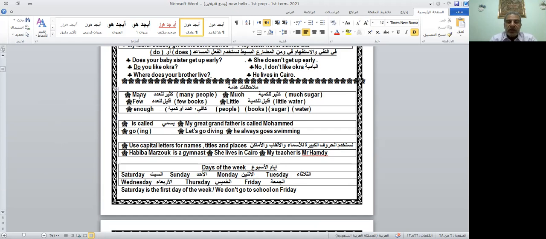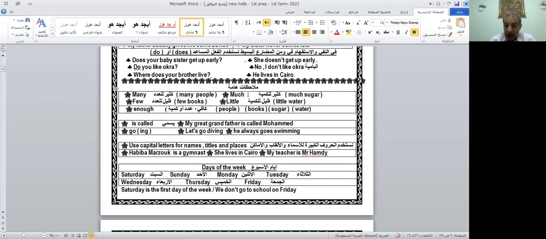Many. As you see, many is for countable nouns, okay, and followed by plural countable nouns, like many people, as you see here, كثير للعدد. But the opposite of it is few, قليل, also for countable nouns. But here كثير, here قليل. Many people, few books.